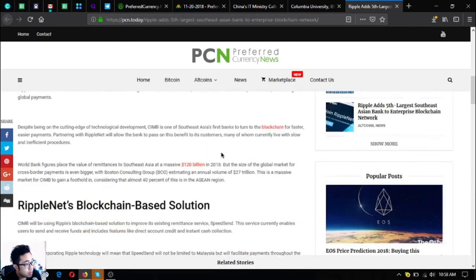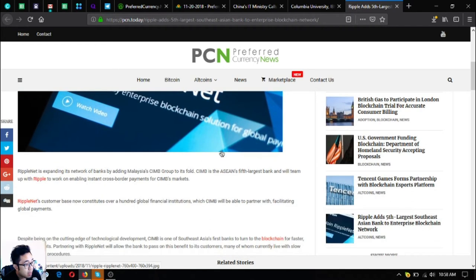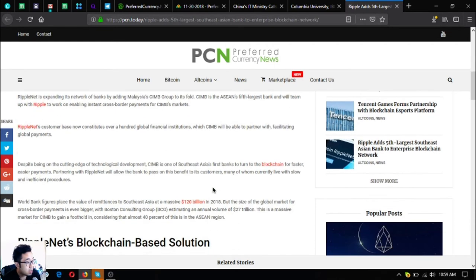Okay, so RippleNet is expanding its network of banks by adding Malaysia's CIMB Group to its fold. CIMB is ASEAN's fifth largest bank and will team up with Ripple to work on enabling instant cross-border payments for CIMB's markets. RippleNet's customer base now constitutes over 100 global financial institutions, which CIMB will be able to partner with, facilitating global payments. Despite being on the cutting edge of technological development, CIMB is one of Southeast Asia's first banks to turn to the blockchain for faster, easier payments.